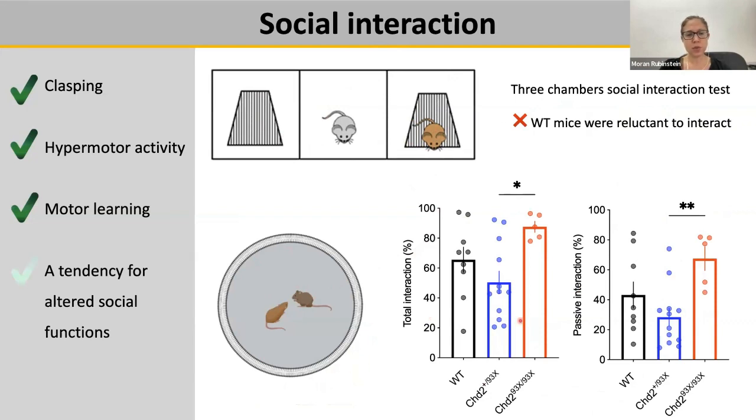And using this test, we saw that homozygous mutant mice tended to interact for a longer time with a stranger mouse. But most of this interaction was passive interaction, meaning that they would simply go together to the side of the arena and go to sleep together. But this result indicated there is a tendency for altered social function in these mutant mice.